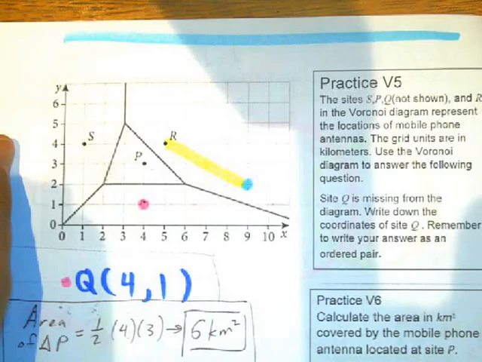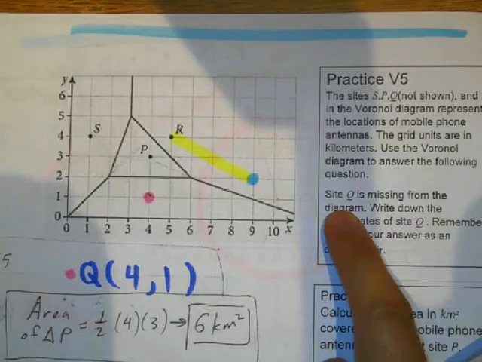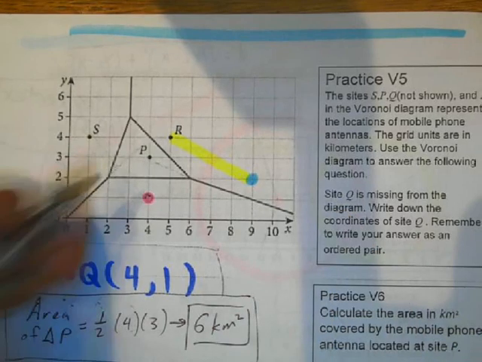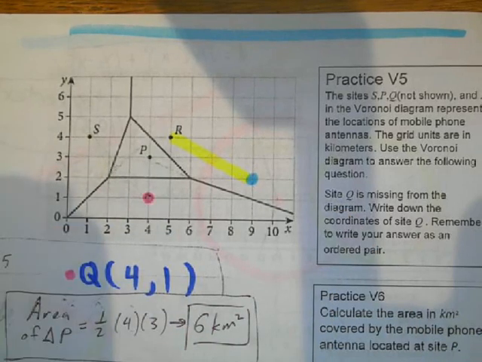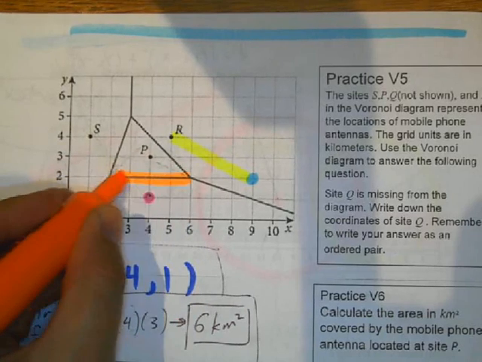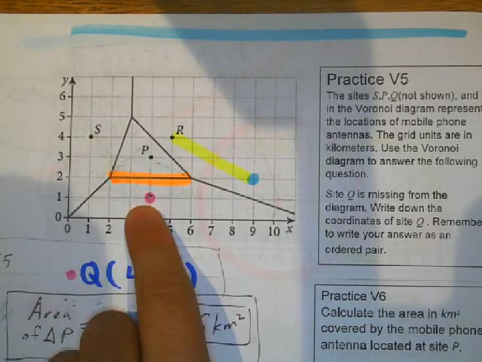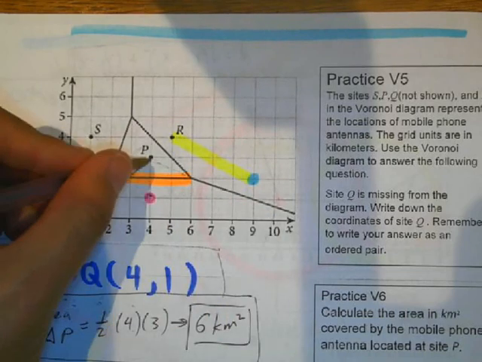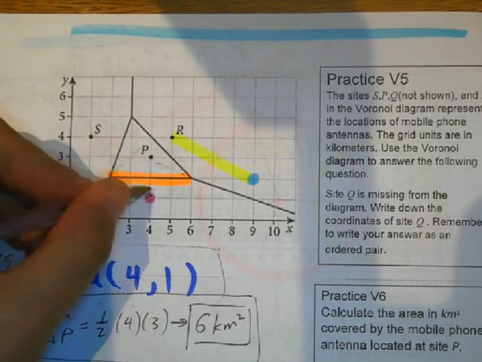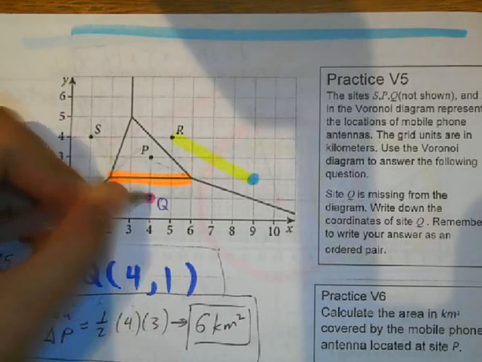Okay, page 3. So the first part is to find site Q. And so what I noticed is, okay, so we've got this boundary line right here. So we know that this part over here is not labeled, but P is 1 unit away from the orange line. So I know that Q is going to have to be 1 unit away from the orange line also.